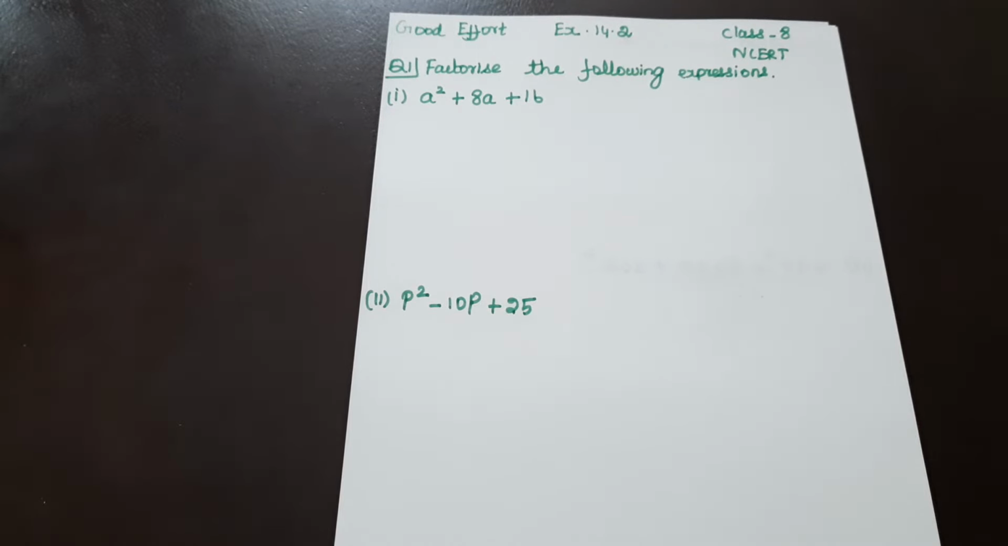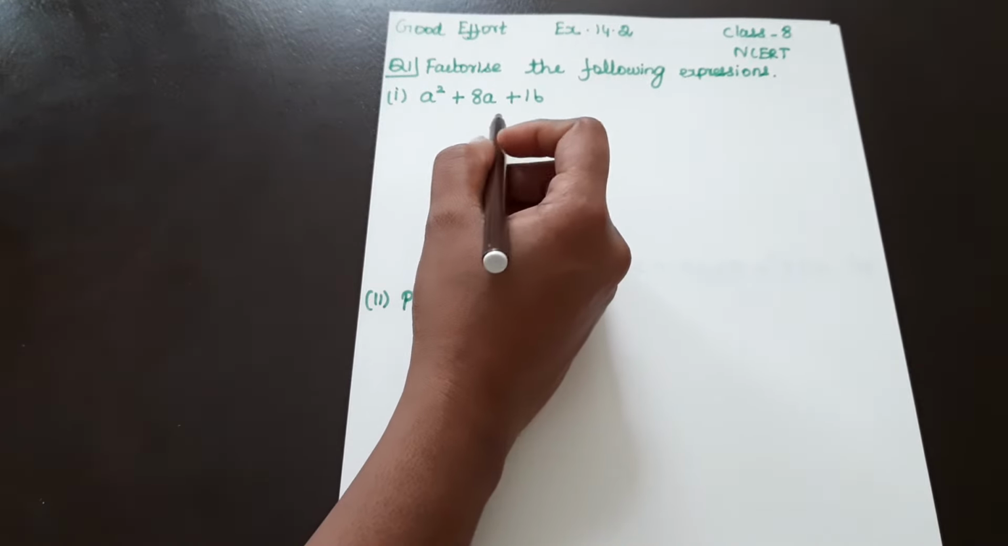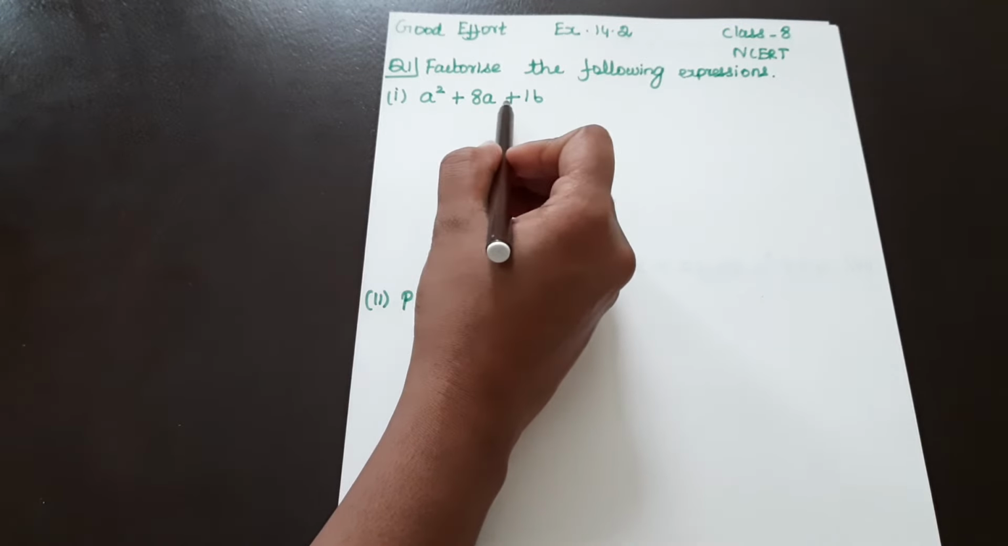Good morning, students. In this exercise 14.2, question number 1, let's see. Factorize the following expressions. Part 1, a squared plus 8a plus 16. So here, to find the factors, we have to use identities. Okay? So here we have a squared plus 8a plus 16.